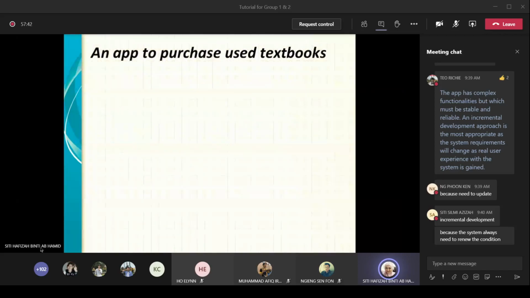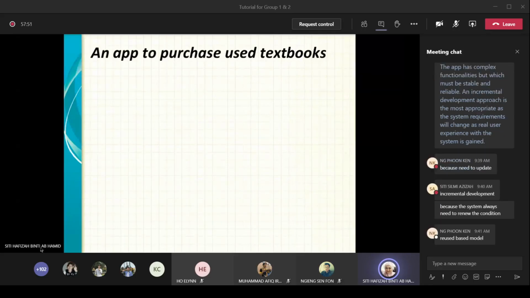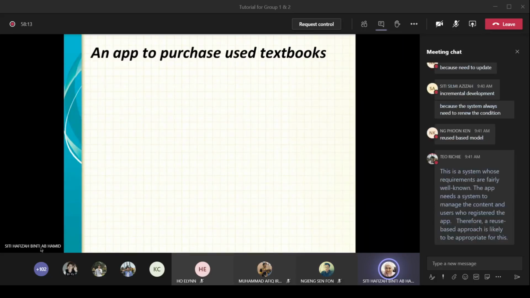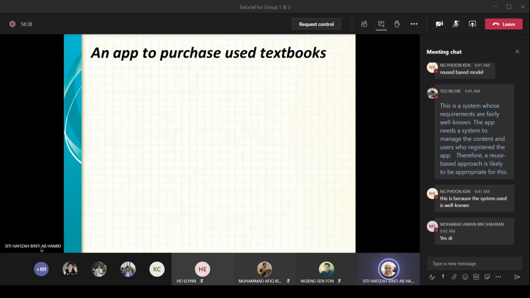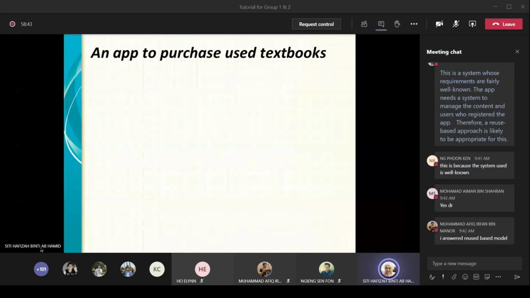Okay, next, an app to purchase used textbooks. Muhammad Aiman Shahran. Okay, Eng said reuse-based model. Muhammad Aiman, what is your answer? Where is Muhammad Aiman? Any other students answer the question? I want to know whether you are in or not. If you are in and I call you and you do not answer, at least use the chat room. You're sleeping or what? So Muhammad Aiman Shahran is absent. I answer reuse, okay.